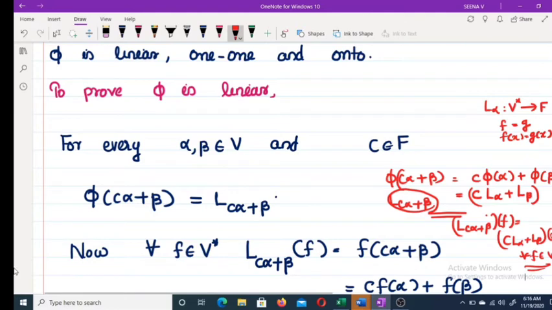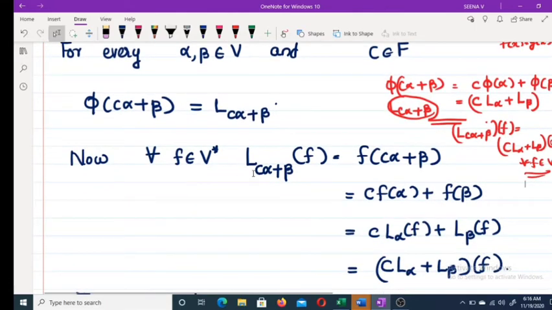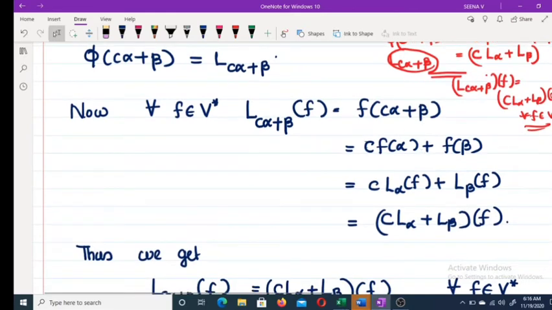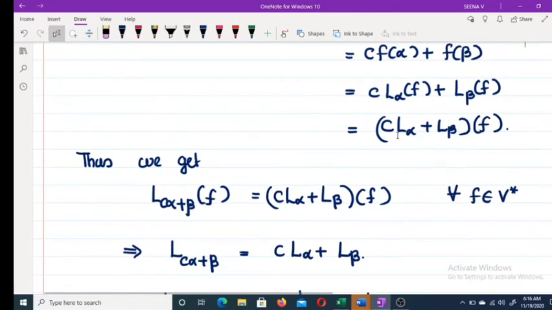Okay. So we have phi of c alpha plus beta equal to L of c alpha plus beta. Now for every f belonging to V star, L of c alpha plus beta of f is, by definition, equal to f of c alpha plus beta. But f is a linear functional. Therefore, you can write this as c into f of alpha plus f of beta. Now f of alpha is L alpha of f, so this is c into L alpha of f plus L beta of f, which is equal to c L alpha plus L beta of f.